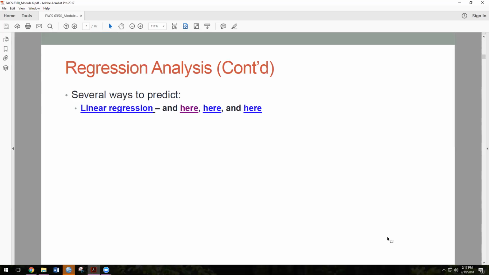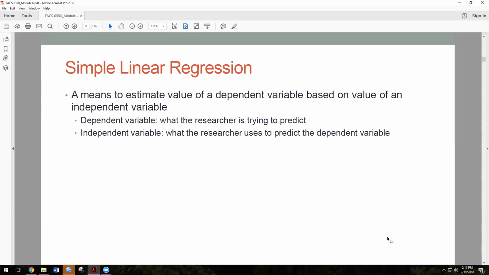There are some videos linked out that are very helpful to talk a little more about linear regression. Simple linear regression is the simplest form of regression, where you have a dependent variable and an independent variable. So it's a one-to-one. I don't have multiple things going on. I'm just saying, okay, this is a simple relationship. I'm going to see if I can predict one thing from another.